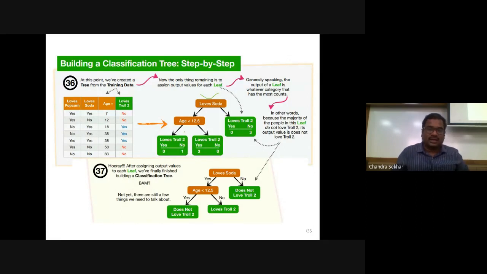And if any value goes in this direction, love troll equals no. If it goes in this direction, love troll equals yes. If it goes in this direction, love troll equals no. So that's what we are replacing here. So this is the decision tree we are able to find out with the help of the data.